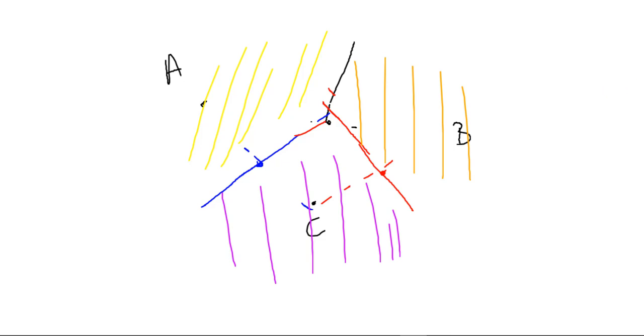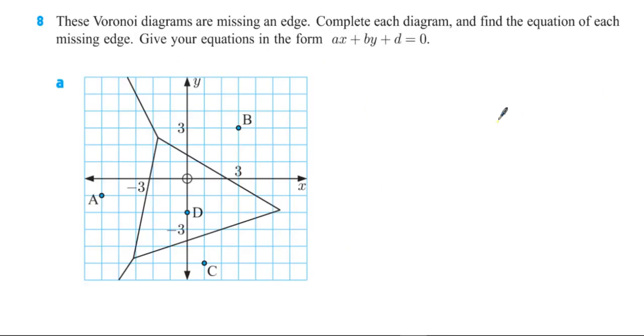So let's see some questions, some problems about this. For example, the Voronoi diagram is given. There is a missing edge. Complete each diagram and find the equation of each missing edge. So let's try to find the missing edge.